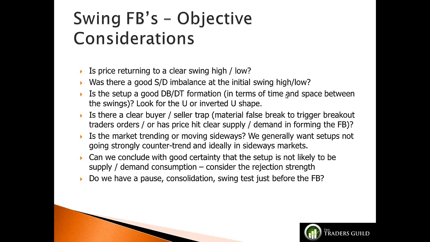Okay, and just like we did for SRs, we're looking for a clear buyer or seller trap, so either a material false break or price hitting clear supply and demand, which is going to be less likely because you're more likely to be going into new highs, new lows with a swing FB than you are with an SR FB. So you're going to have fewer occasions where that's going to happen. So instead we need to be looking for a material false break.